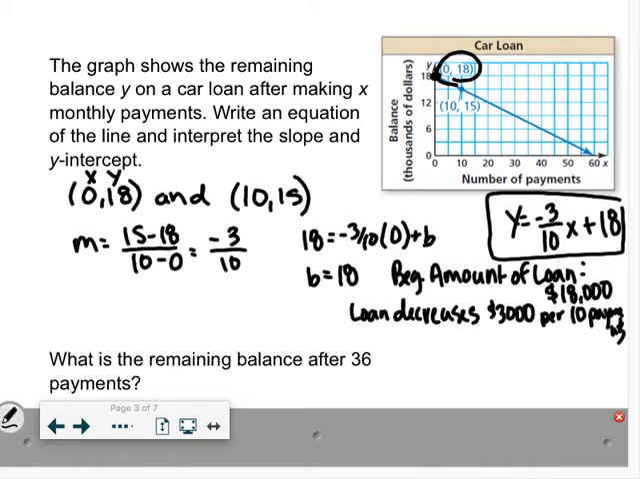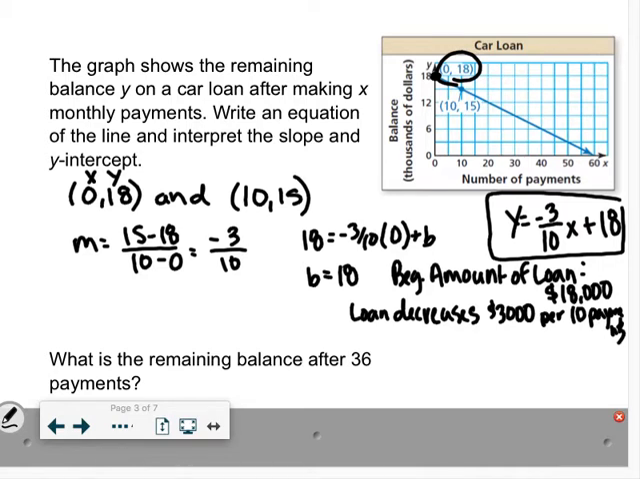So you got to put it in context. I like what Mason said, rise over run. Then the -3 belongs to the balance. The balance is decreasing by -3,000, so it's going down by 3,000. And then the 10 is your run. That's horizontally. That's the number of payments you would make to do that.